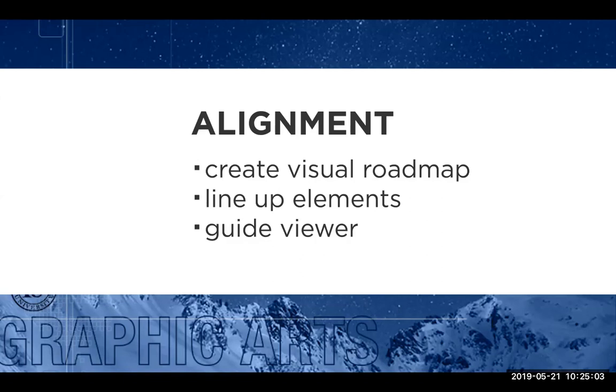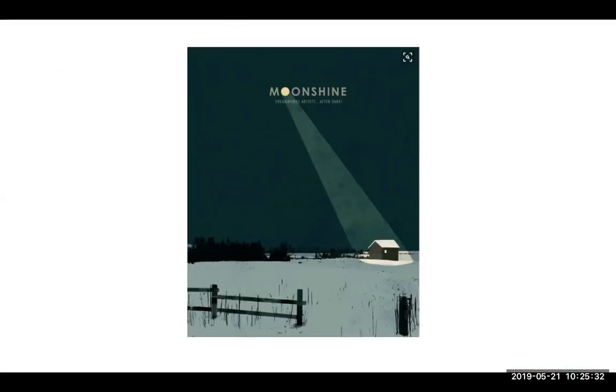Okay, so next design principle is alignment. So alignment is used to create a visual roadmap in your image. When you have alignment within a piece, you really want to line up your elements. And by creating this lined up roadmap of sorts, you really help to guide your viewer through the piece and give them a good idea of how they should make their way around what it is that you've designed.